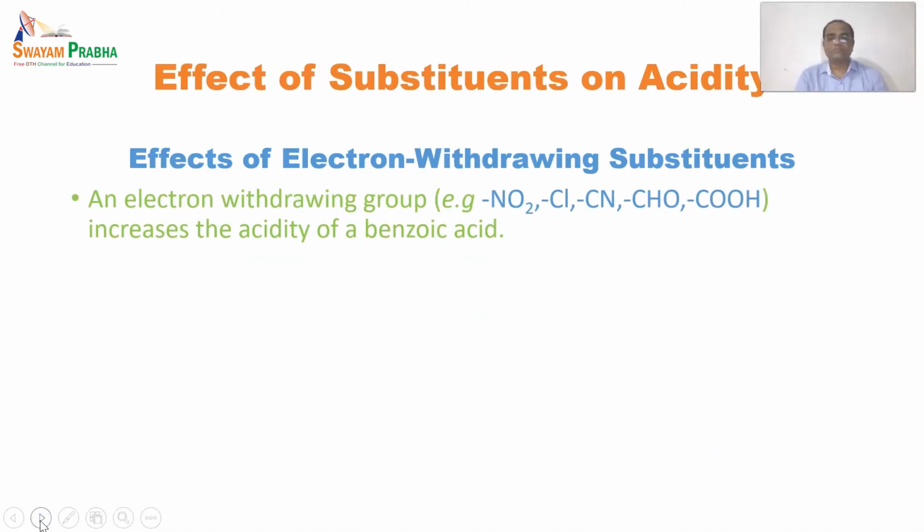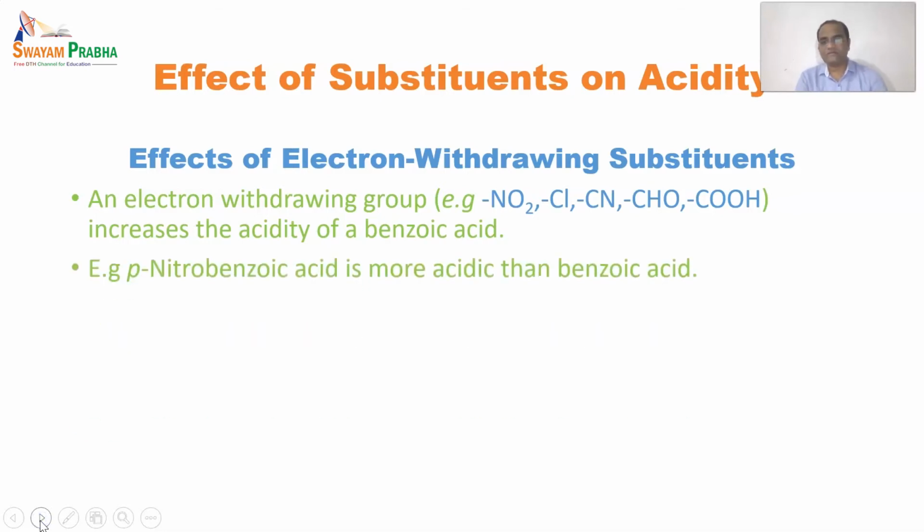So an electron withdrawing group increases the acidity of a benzoic acid. In the earlier session we also discussed how acidity and basicity work. Whenever there is an electron withdrawing substituent, it tries to withdraw electrons and creates a positive center on the aromatic ring, or it strengthens the negative center, and that is why it becomes stronger. An electron withdrawing substituent increases the acidity of a benzoic acid.